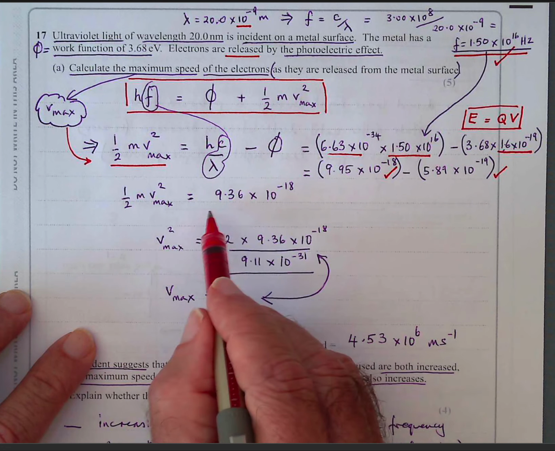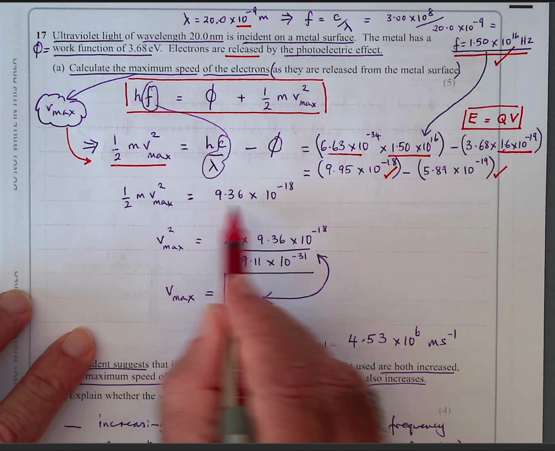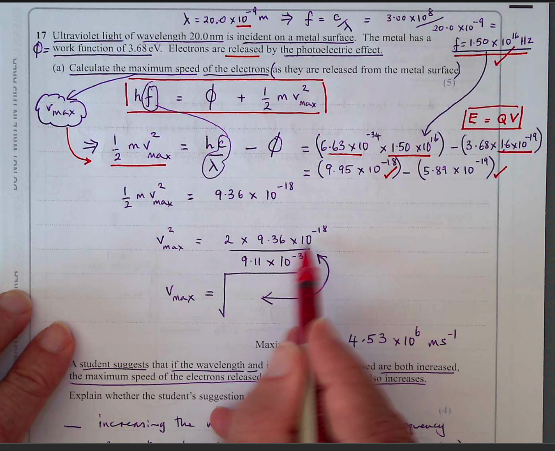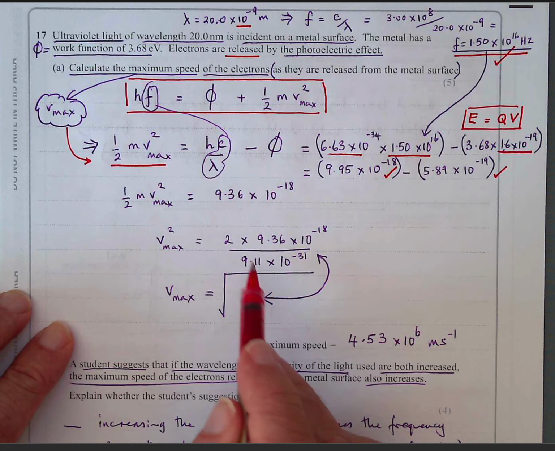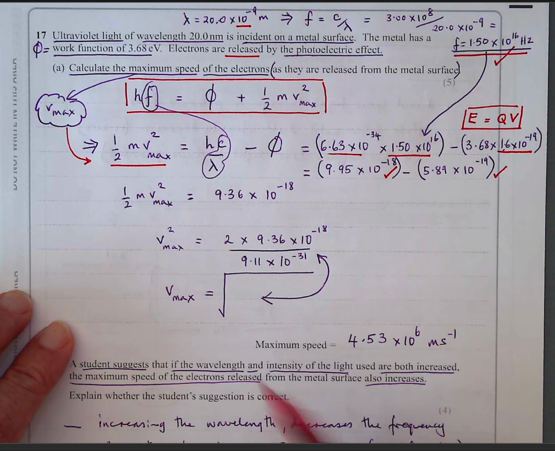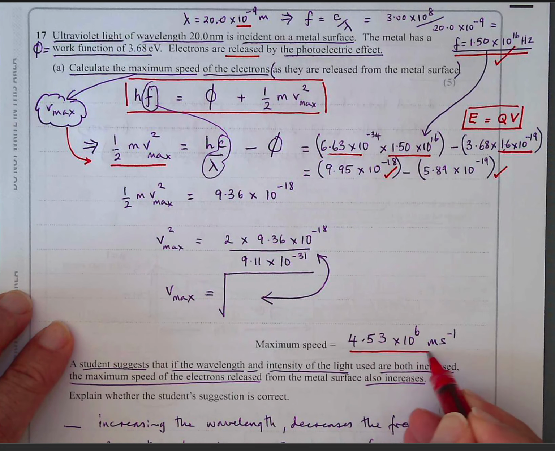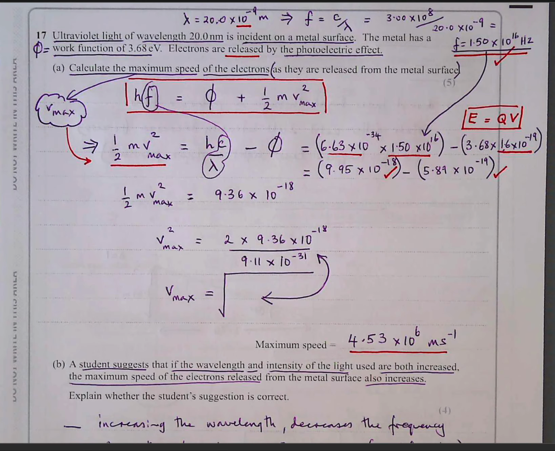So then the difference in those two is how much kinetic energy is gained. So that's the answer there. V squared is therefore equal to this divided by the mass, multiplied by 2 because a half goes on the other side, and then you square root it and you'll come to 4.53 times 10 to the 6 meters per second. I hope that's clear.